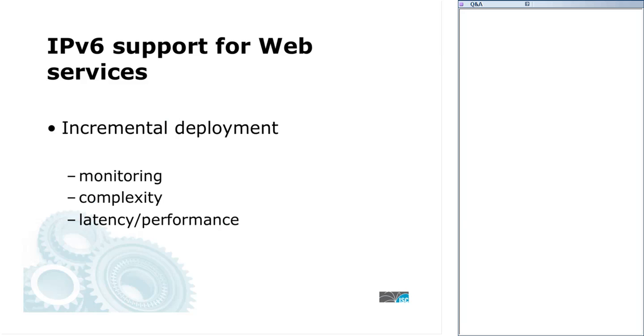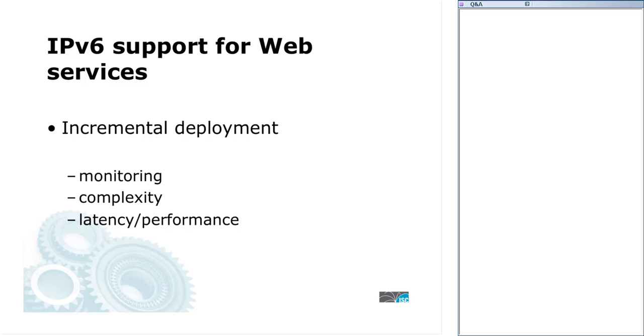Some things to remember is monitoring. You're now monitoring your IPv4 connectivity. You're going to need to duplicate that effort and make sure that you are also monitoring your IPv6 connectivity. The complexity of your network: routing on IPv6, while similar to IPv4, is not the same, and different things can break in different ways.